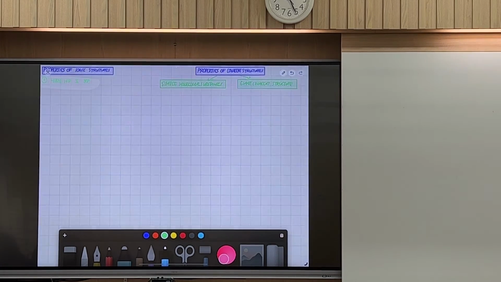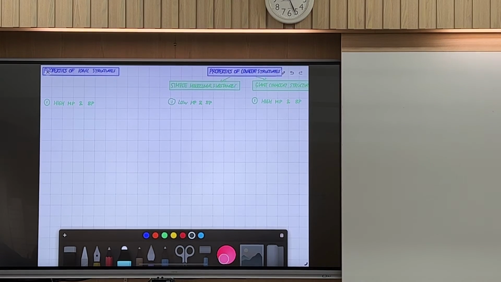For simple molecular substances, they have low melting and boiling point. But for giant covalent structure, like ionic structure, they have high melting and boiling point. Okay, why is that? Can you think of an example of each type of structure here?